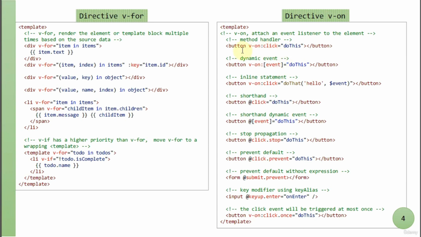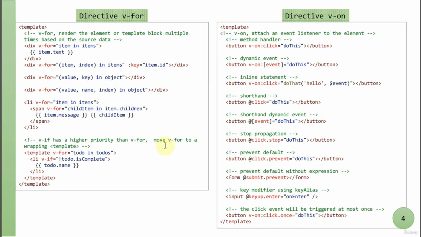Also we can use dynamic events. Later I will show you how it works. And there are many modifiers for this v-on directive. To use modifier, please write dot and then the name of modifier. For example, we can use once, and the click event will be triggered at most once.